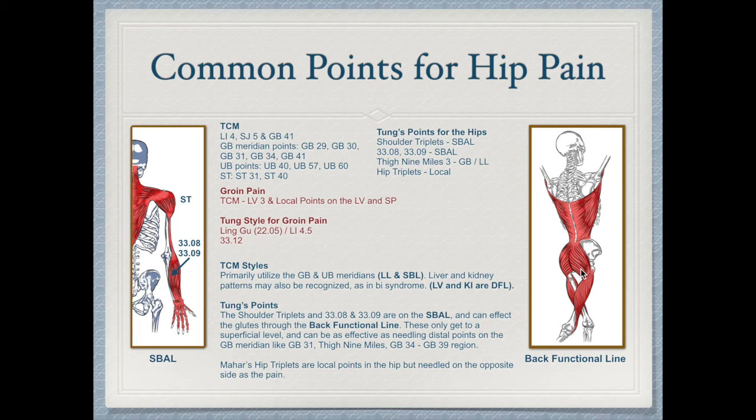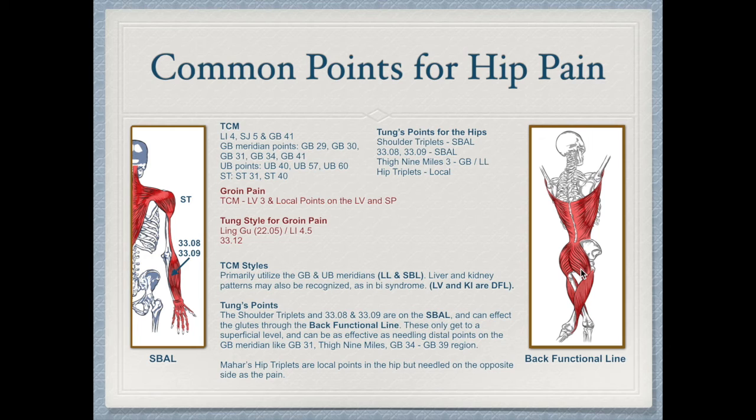However, if you're only doing a TCM style approach and identifying it as Bi syndrome and as a liver or kidney pattern, you're going to have a more narrow view of how to approach it and how to treat it. And certainly some of the points will be beneficial, but you won't be able to target the points more precisely.